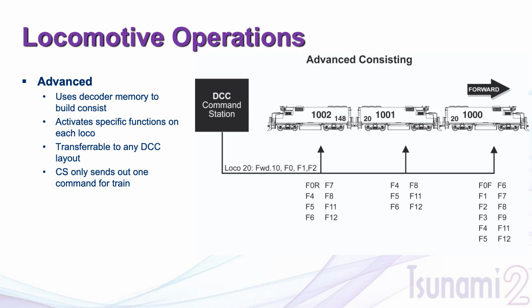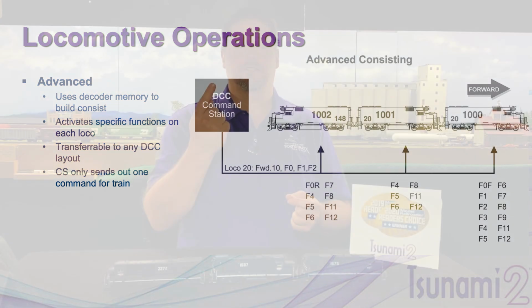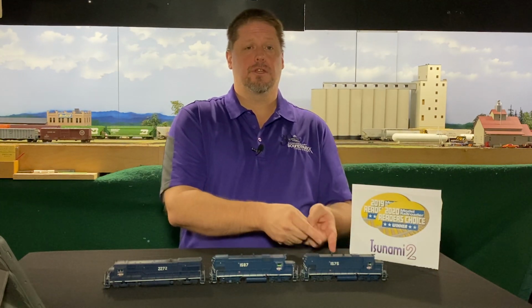So when I select Loco 20 and I run my train, these 3 locomotives set up just like they are all know they're part of consist 20. So when the DCC command comes out, hey everybody listen up, Locomotive 20, move forward, speed step 10, turn on F0, turn on F1, turn on F4. So what happens is the decoder in its memory says, I'm part of consist 20, and then looks to the settings that you've set to determine which to respond to.